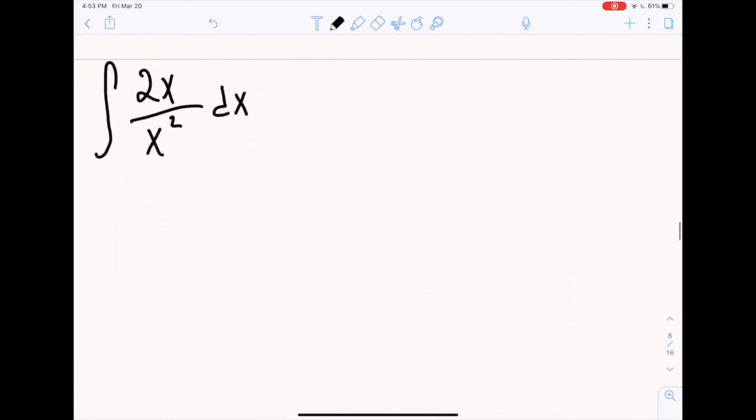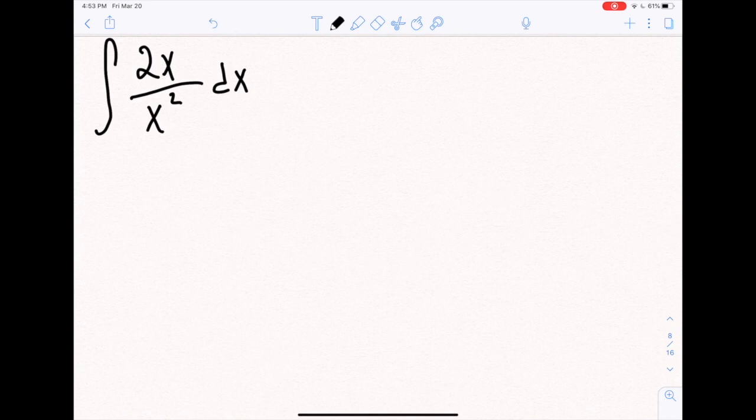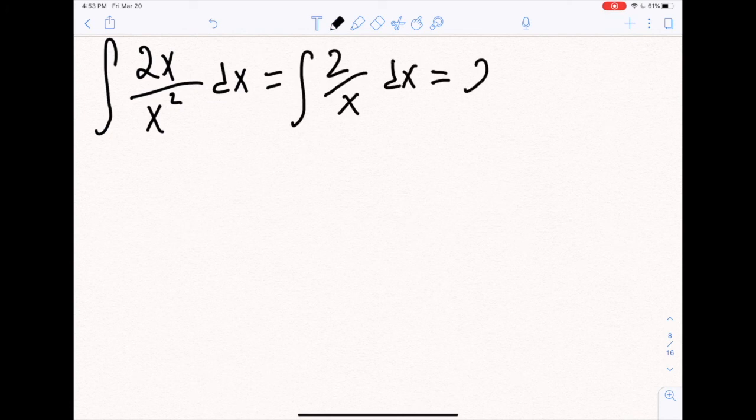All right. Another example, the integral of 2 times x over x squared dx. There are 2 ways to go about this, and I'll show you both of them. First, what I find the easier way is we have an x on top here and an x on bottom here, and so those can cancel out. And we get the integral of 2 over x dx, which as we saw above, that'll become just 2 times the natural log of x plus c.